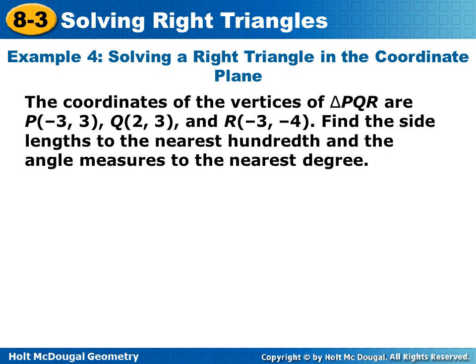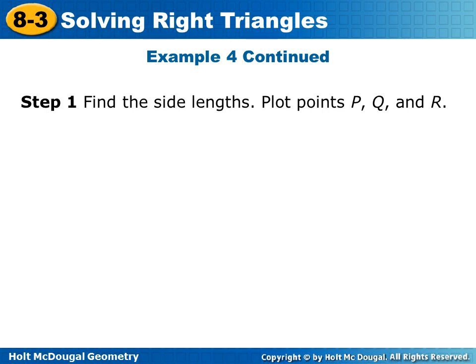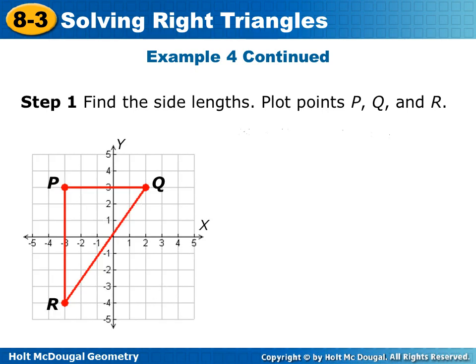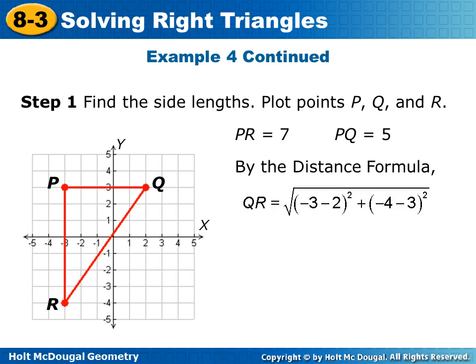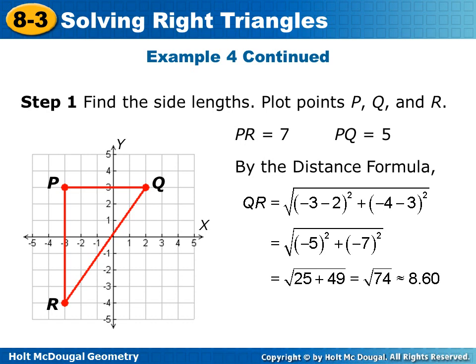Solving a right triangle on the coordinate plane can be done as well. If we're given the 3 points of a triangle PQR, we can find the lengths to the nearest hundredth and angle measures to the nearest degree. To find the side lengths, we have to plot the points. Next thing we do is count the number of squares on the right angle sides, so the two legs. So PR, if we count, is 7 units, and PQ is 5 units. Using the distance formula, or the Pythagorean theorem, we find that QR is approximately 8.60.